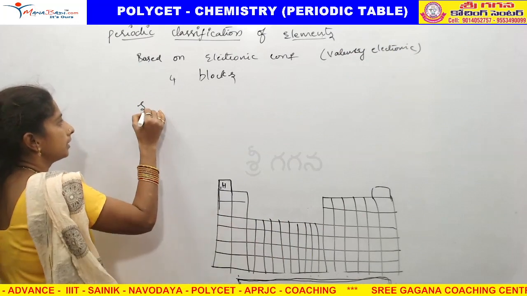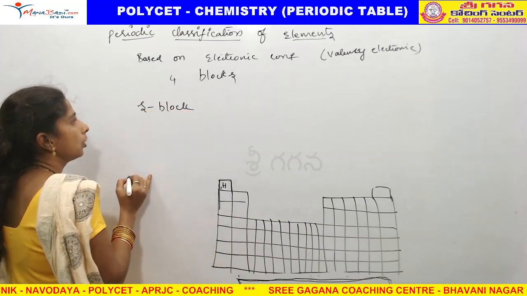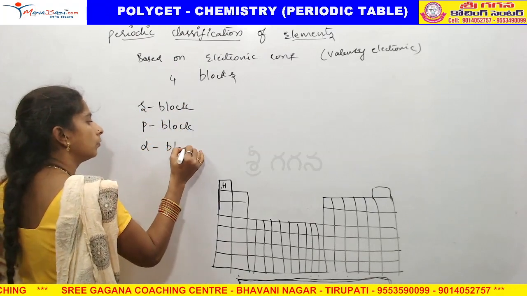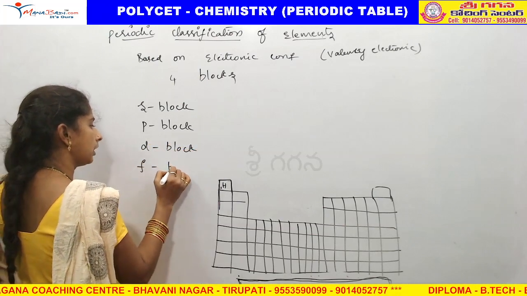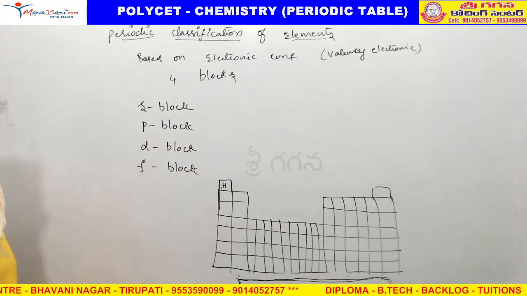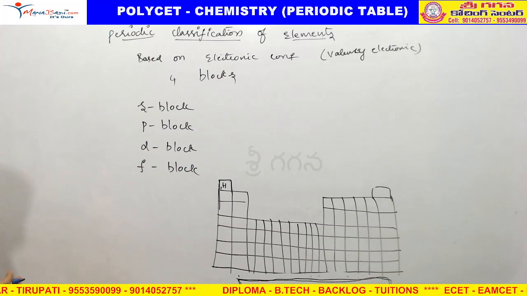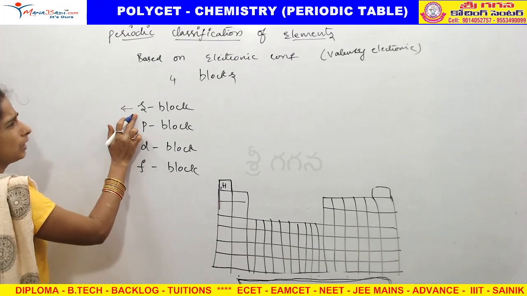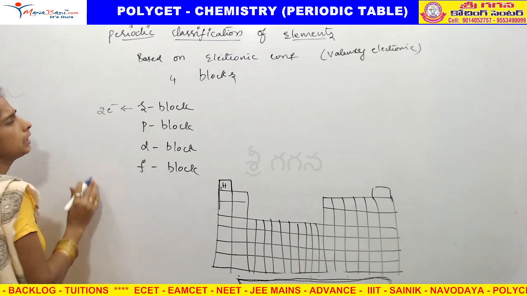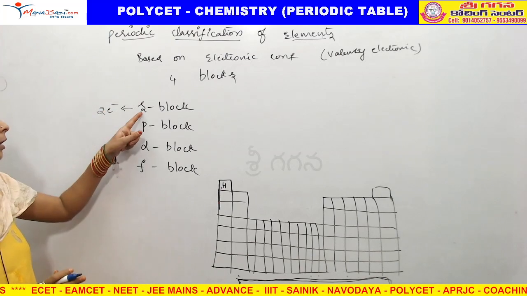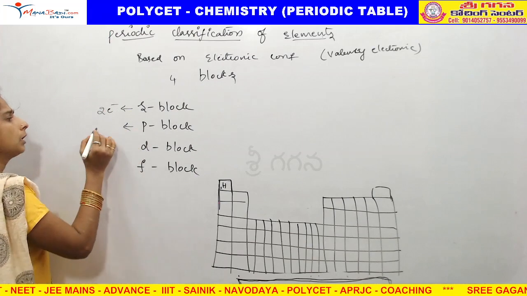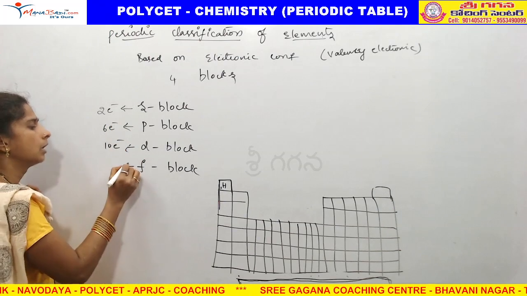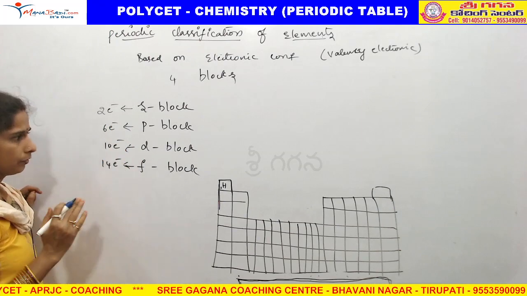So what is that? Number 1 is S block element, then P block, D block. We already discussed what SPDF are: orbitals where the electrons are rotating. The S orbital can accommodate only 2 electrons. The P orbital can accommodate a maximum of 6 electrons, the D orbital a maximum of 10 electrons, and the F orbital 14 electrons, that we know very well.